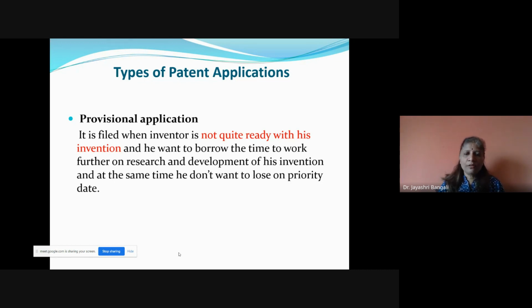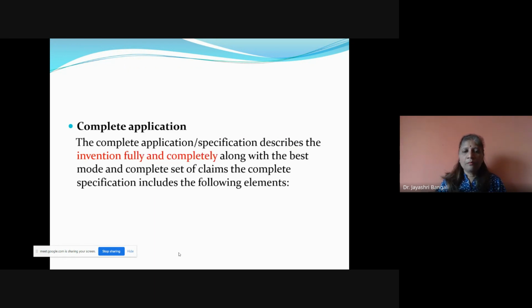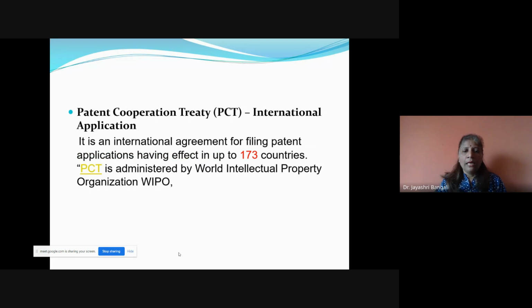Why is this so? Because the procedure is very long. If you file the patent today, after two, three or maybe four years the patent is granted. So it is a long procedure. If you want to start the procedure early, you can start with this type of application. The complete application is used if the invention is fully and completely done. Now, the Patent Cooperation Treaty, PCT, I have already explained.